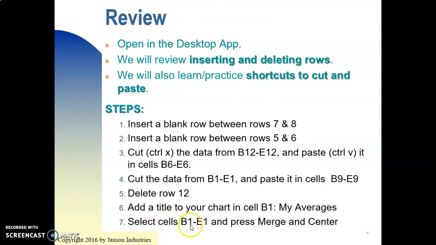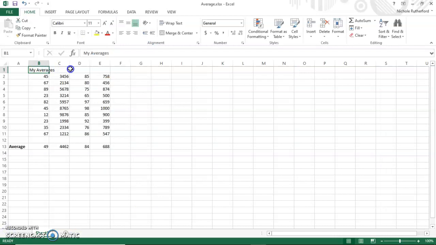Finally, we're going to select the cells in B1 through E1 and press Merge and Center. So we're going to highlight B1 through E1, and then we're on the Home tab again. And in the alignment group this time, we're going to choose Merge and Center, and you'll see that that centered the title, My Averages, over the top of your chart.